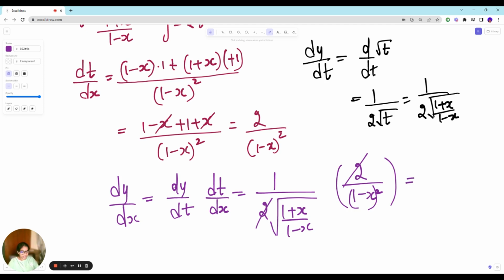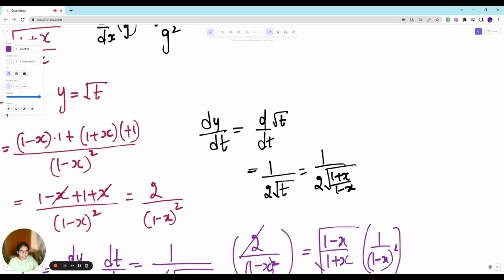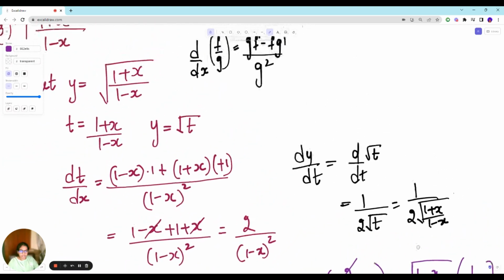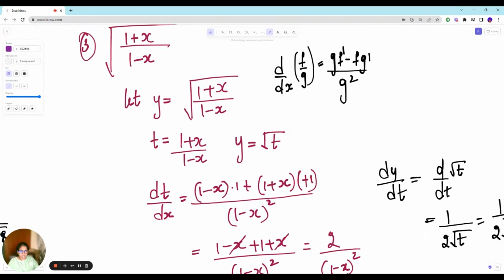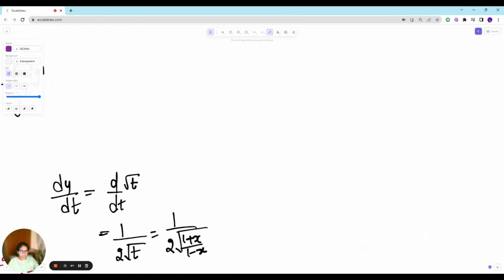I can also take it to the numerator and write it as square root of (1 minus x divided by 1 plus x) whole thing into (1 minus 1 by x) the whole square. Okay, now moving on to our next question. Let me solve the fourth one.